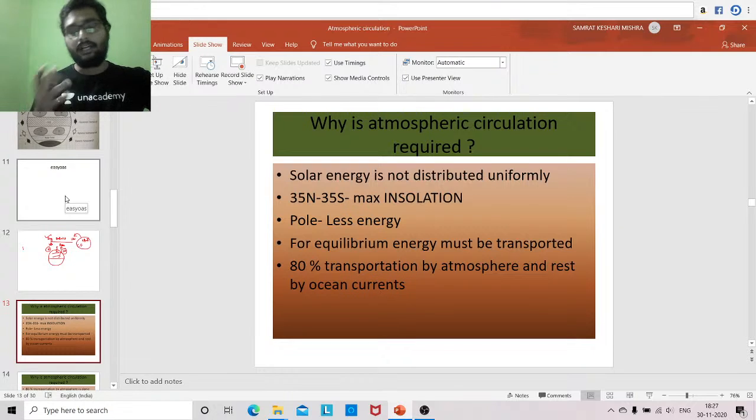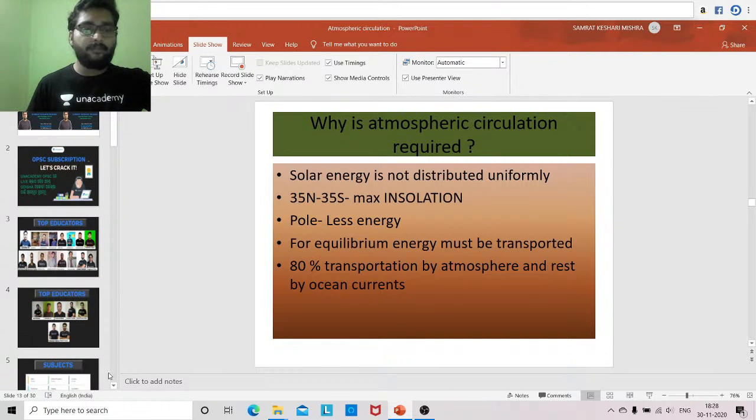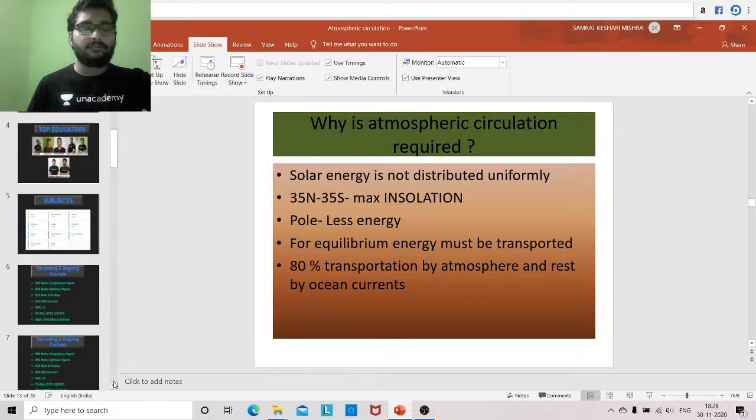This is all about the pressure and the pressure belts and how they are created. In the next session I will discuss atmospheric circulation, why it is required and what its significance is. This is one of the important topics and many times it is confusing, so I have tried my best to make it simple.